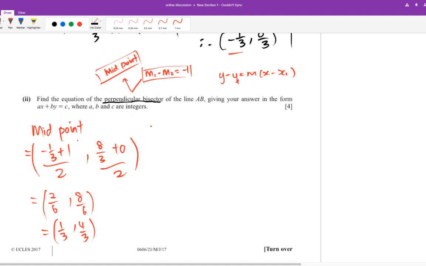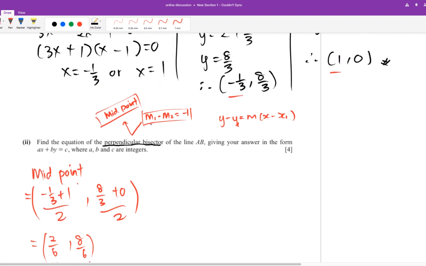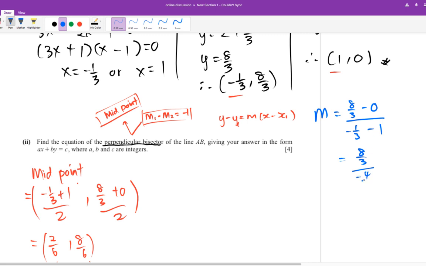And then you will need to find the gradient. So gradient is equal to y minus y over x minus x. So this is 8 over 3 over negative 4 over 3. This is divide, right? If I change it into multiply, it's 8 over 3 multiply 3 over negative 4. The gradient is basically negative 2.